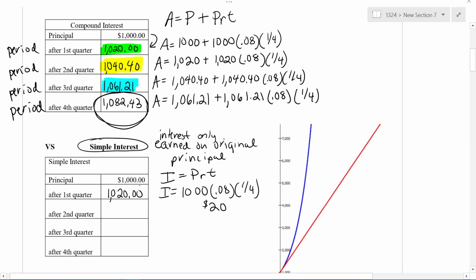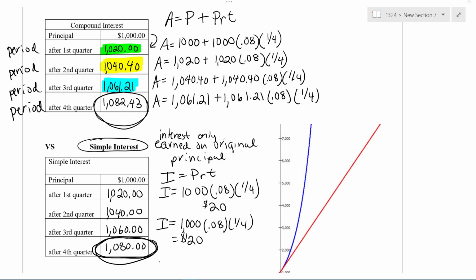Now, here's where things get different. When I go to calculate the interest for the second quarter, I do not get to calculate the interest on the $20. I have to go back to the original principal. So if I do that calculation, I'm going to get $20 again. That means I get to add $20 to what was sitting in the bank before, so that's just $1,040. Each quarter I get to add just straight $20, because that's going to be the amount of interest every time that I calculate on that original principal of $1,000.